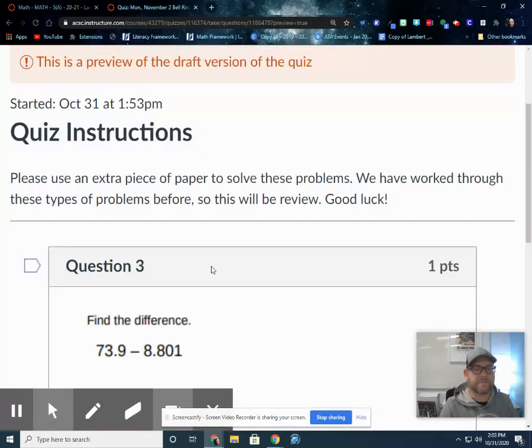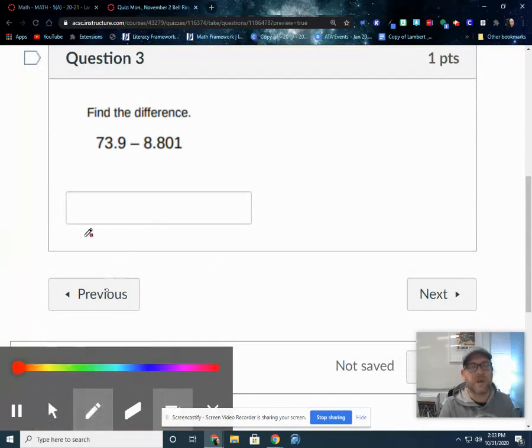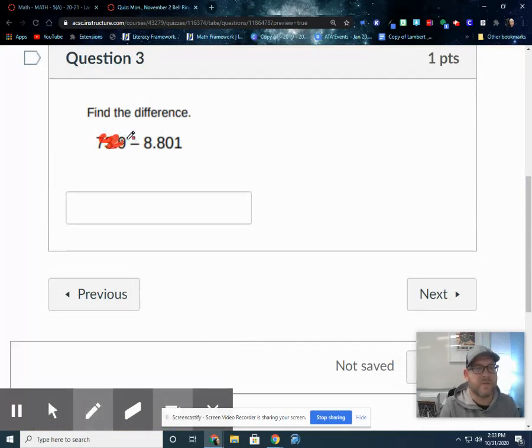All right. Find the difference. We've got a subtraction of decimals problem. 73.9. I'm going to take the 73.9 and I am going to put it over here.